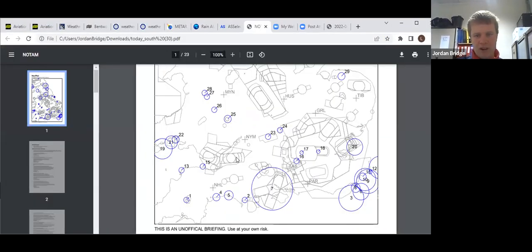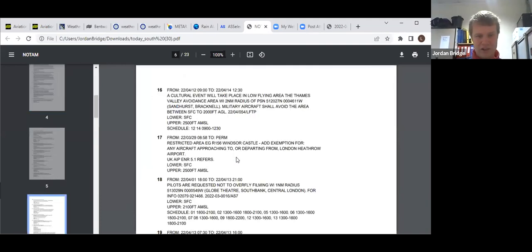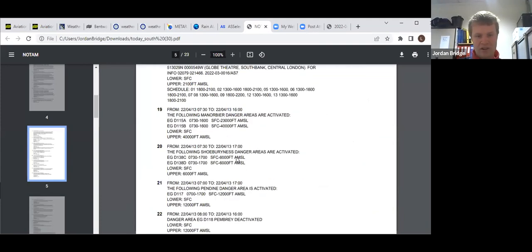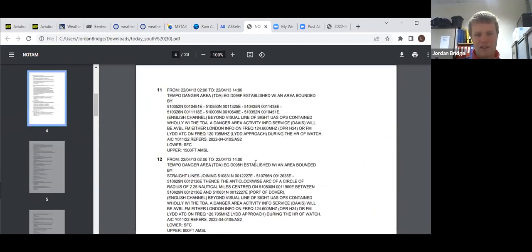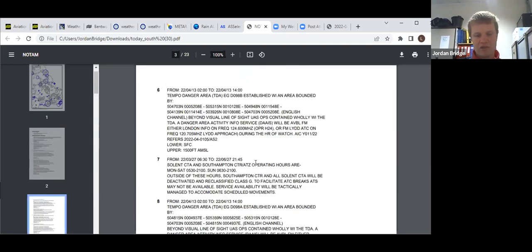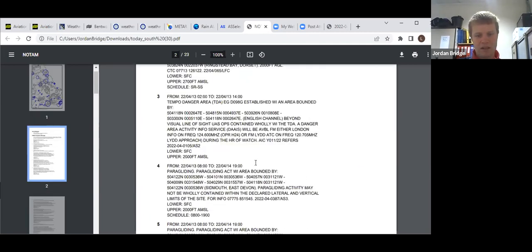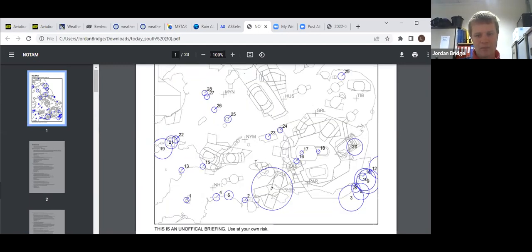NOTAM-wise, before I come on to Farnborough calibration, 23 will be parachuting in the Brize zone. I'll just check the timings for that. Parachuting in the Brize zone from 9:15 through to 12:15. Parachuting at West on the Green in the evening, but that probably means it's active during the day as well. Some activity down the Jurassic Coast, paragliding mostly, it appears. But not much more than that.